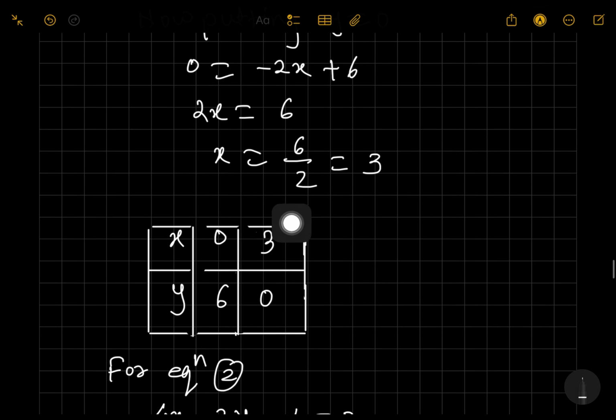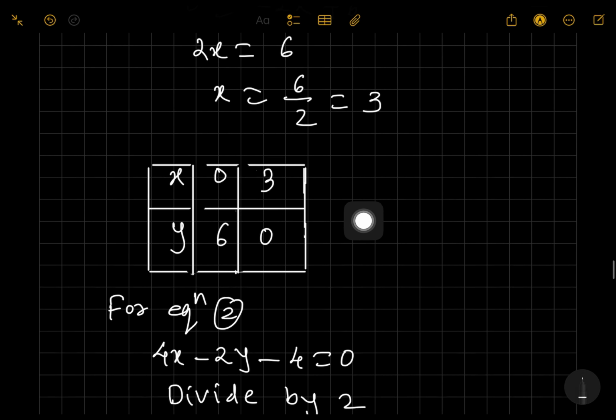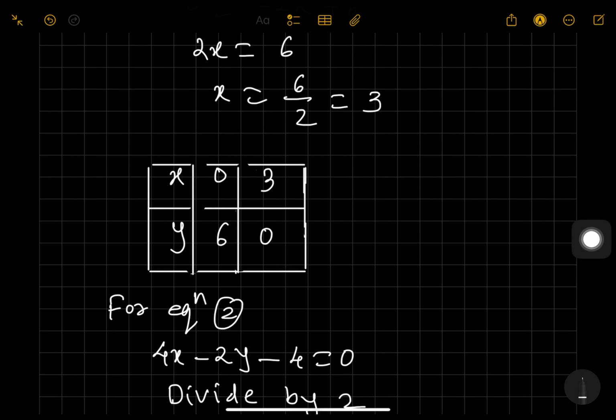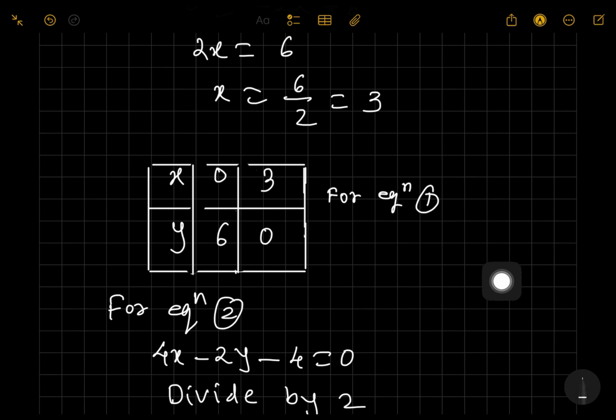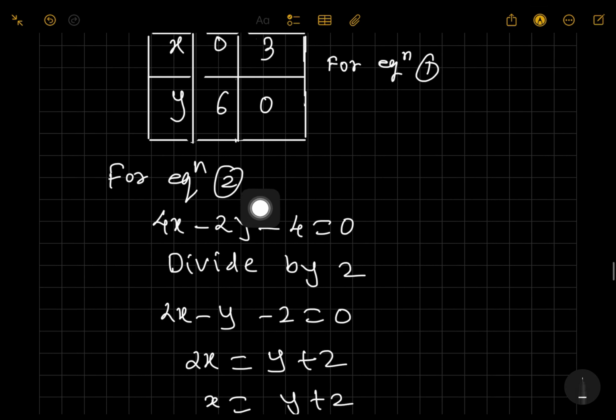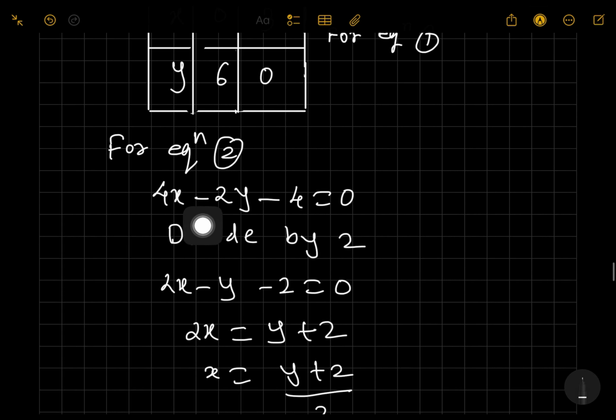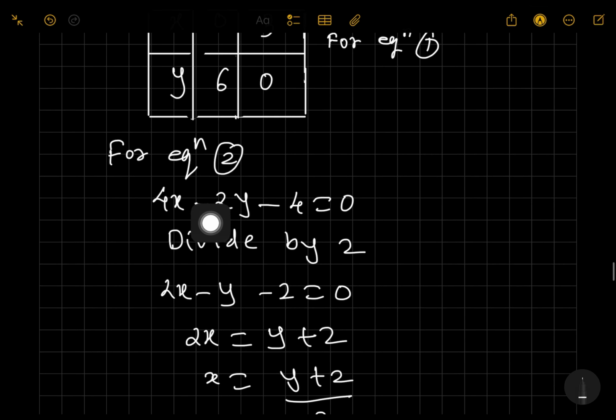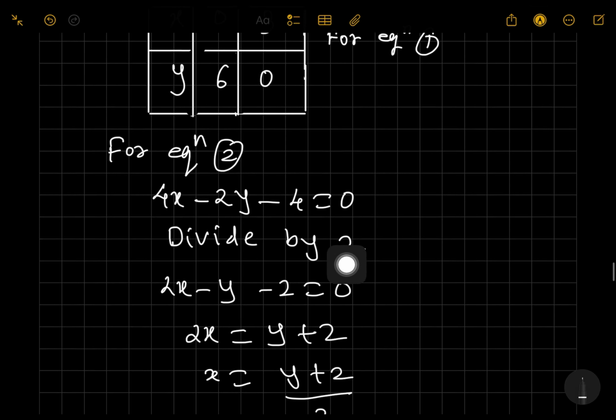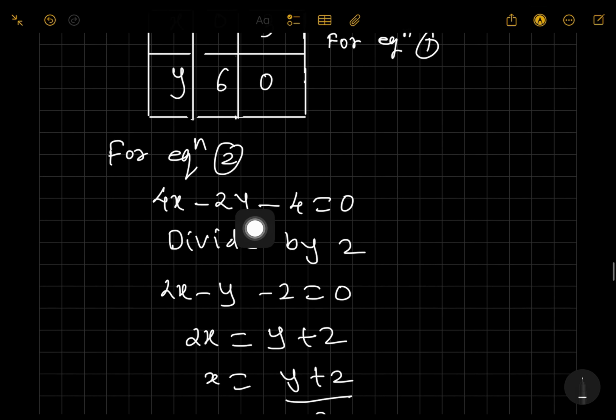Now this is for equation 1. Now again we have to find the points in the same way for equation 2. So 4x minus 2y minus 4, you can divide all by 2.